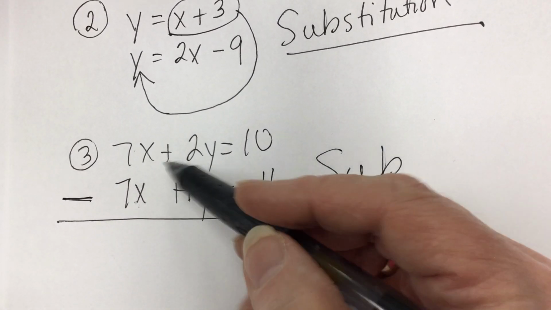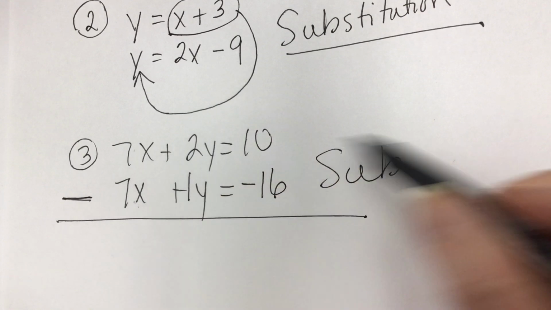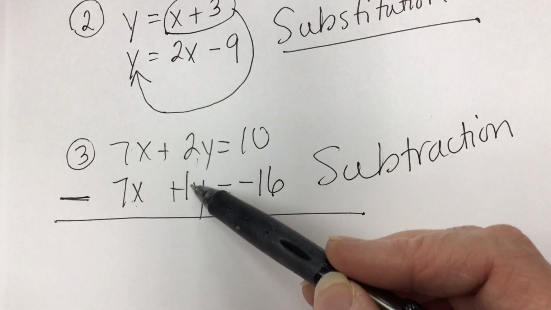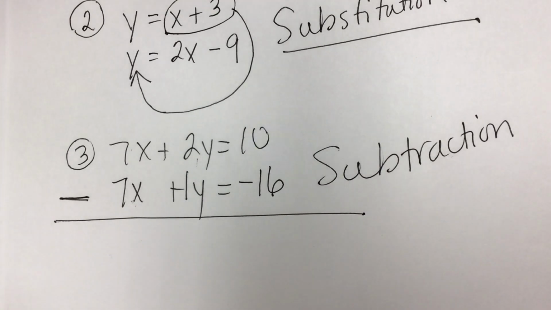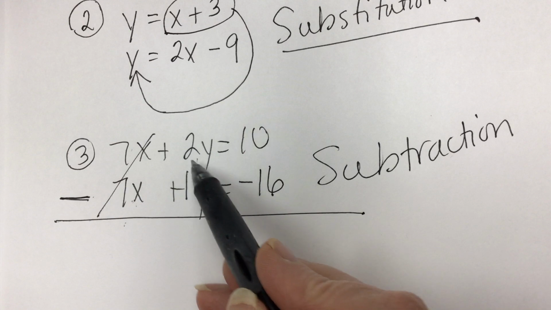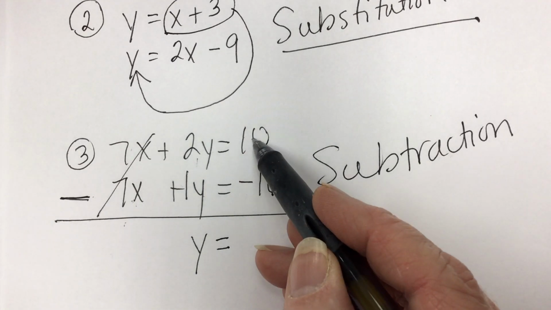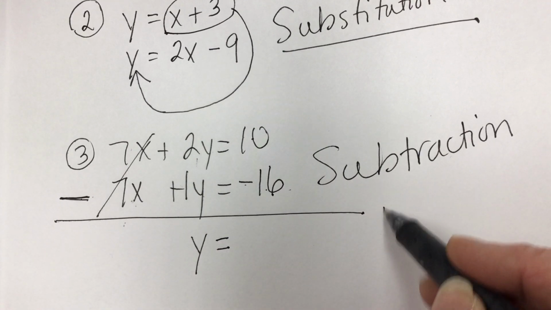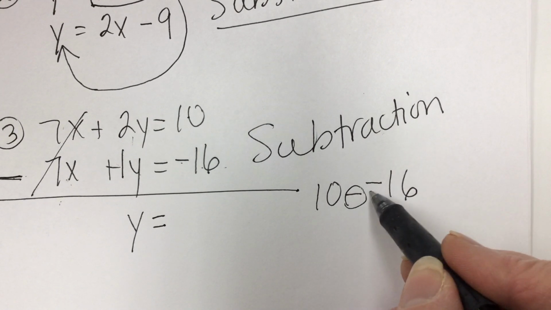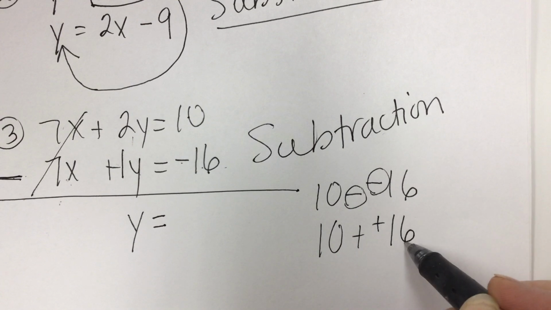When you see that you have two x terms that are identical, the best method is subtraction. Or if I had two y's that were identical, the best method would be subtraction, because when I subtract here, these cancel. Now 2y minus 1y would be y equals 2, and 10 minus negative 16. Remember, when you're subtracting, you must change two signs. That becomes 10 plus positive 16.